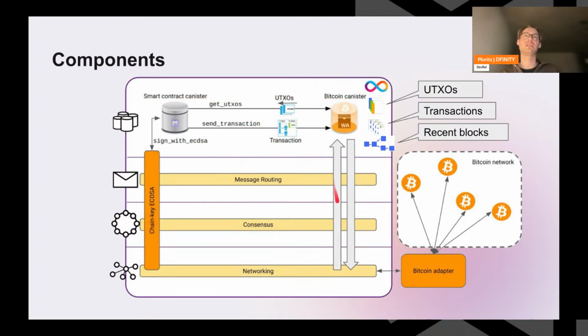And then in the protocol layers below, we have the so-called Bitcoin adapter. That's right here. And that Bitcoin adapter runs on every node, so on every physical machine that is part of the so-called Bitcoin activated subnet. And the adapter is connected to other nodes within the Bitcoin network, much like a regular Bitcoin node. And through this Bitcoin adapter, the internet computer is able to obtain Bitcoin blocks directly from the Bitcoin network and process the contained transactions therein.